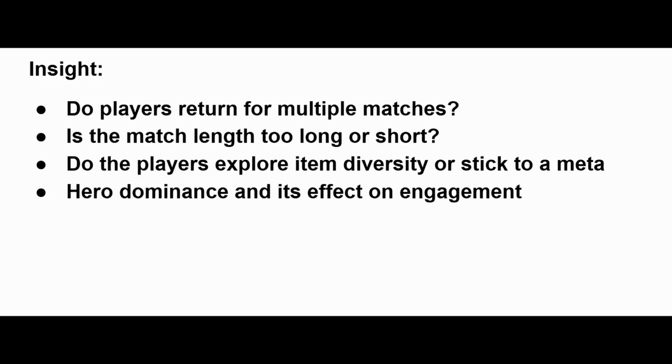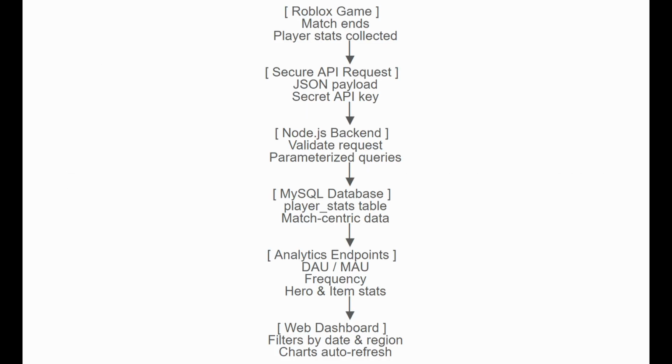At the core of the system, data is recorded when a player finishes a match. Each player sends a structured payload containing match and player data, timestamped in UTC, and linked to a unique match ID. To ensure security and integrity, the data is sent from Roblox to the backend using a secret API key and is stored using parameterized queries to prevent SQL injections.